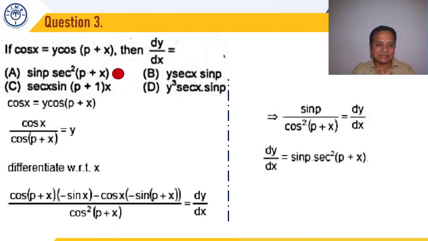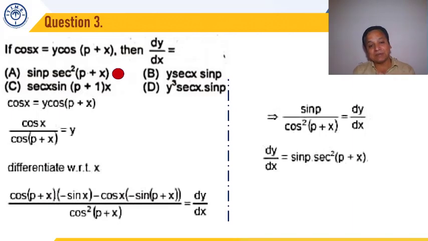So we simply segregate the terms containing x and y, then apply differentiation, and we use the quotient rule on the left hand side. The quotient rule says denominator multiplied by differentiation of numerator minus numerator multiplied by differentiation of denominator, upon denominator square. And then we apply the sin(a−b) formula. Sin(a−b) gives us sin a cos b minus cos a sin b. Here a is p+x and b is x.